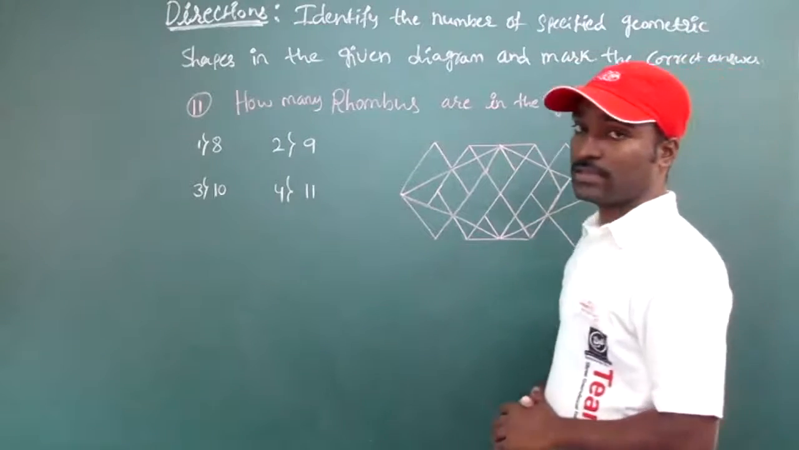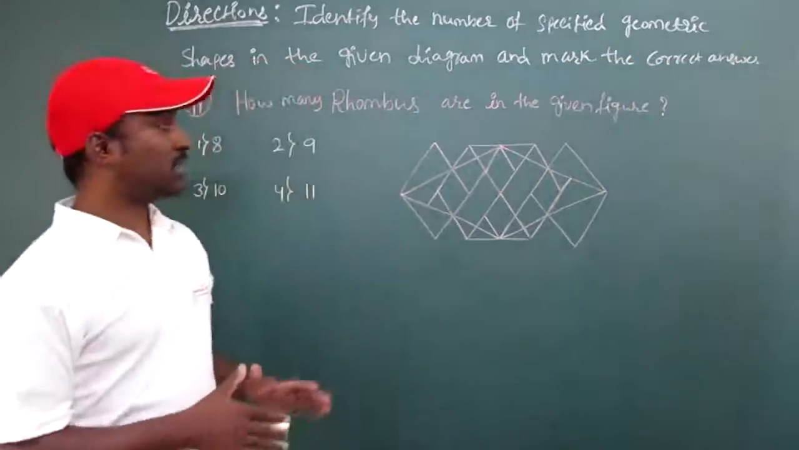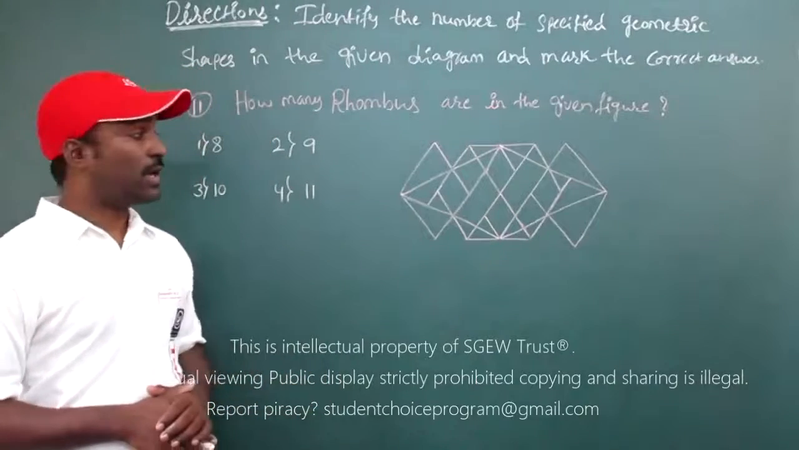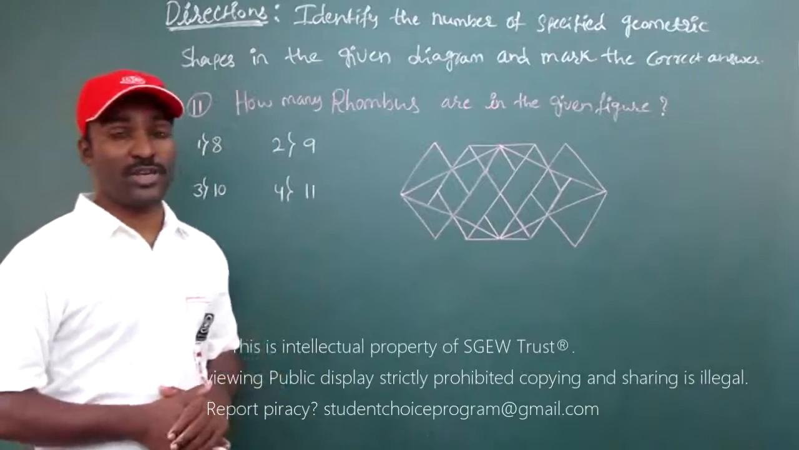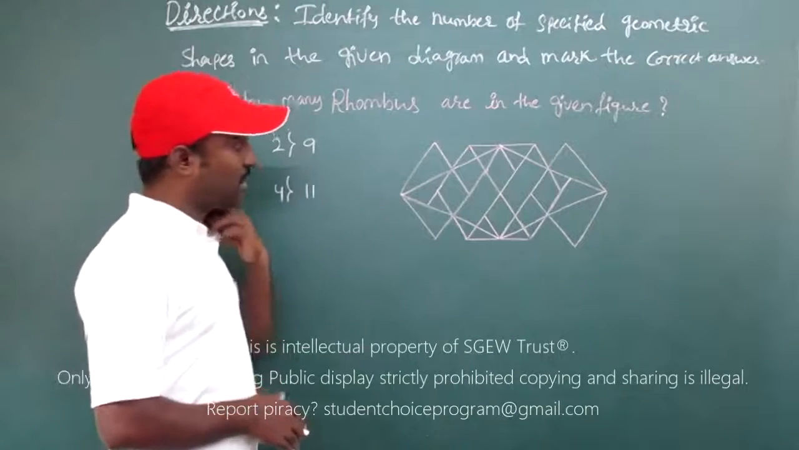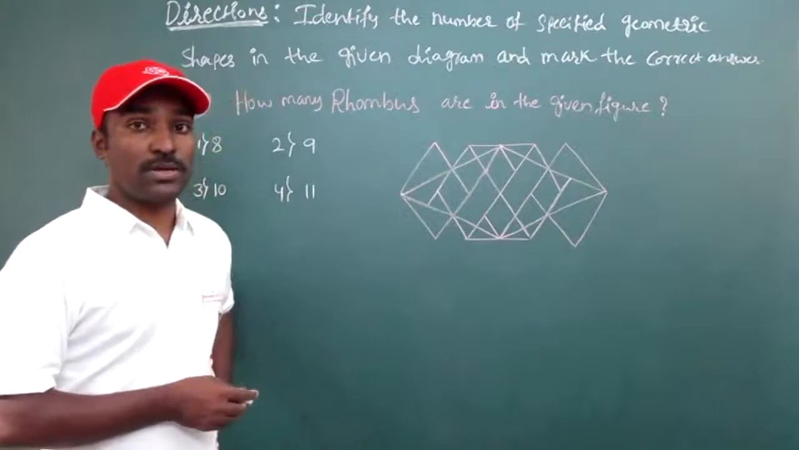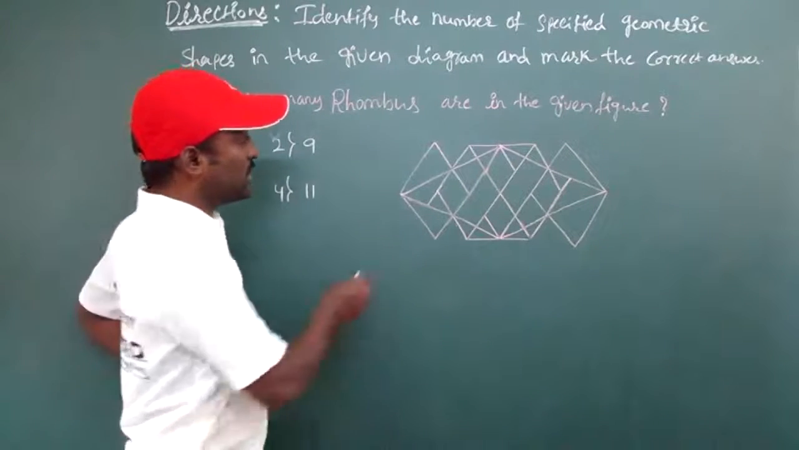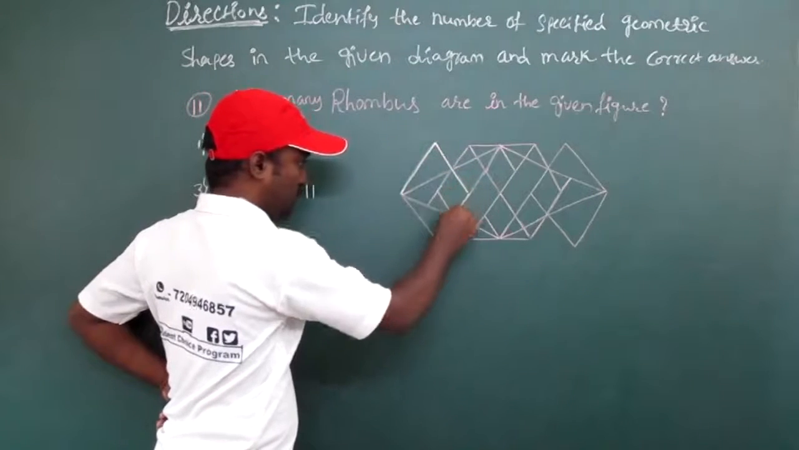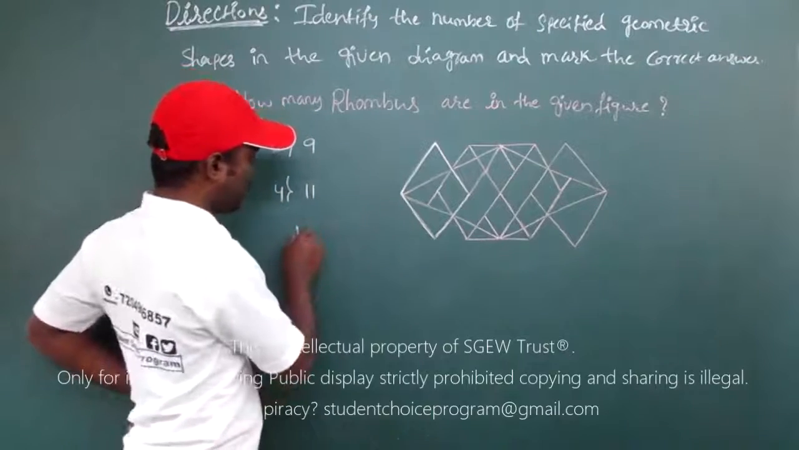So one way is giving numbers to the parts and then start counting. The other way is just observing the figure and finding the specified shape in that figure. So here I can find rhombus without giving numbers to the parts. Yes, this is my first rhombus. It can be easily observed. Okay, one rhombus.